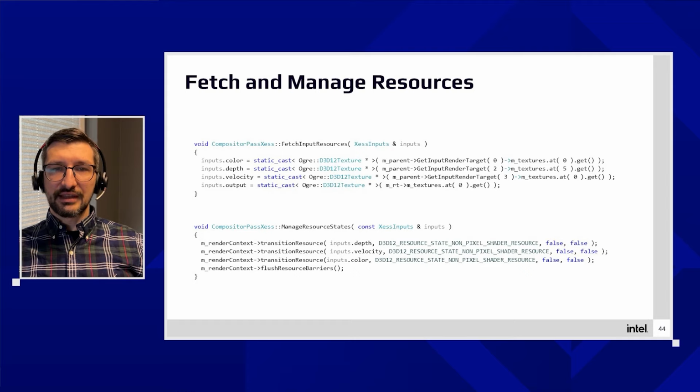The second function is the internal resource state management. XeSS requires that the color, depth, and the velocity need to be in a non-pixel shader resource state. Render context has a convenient transition resource function, which makes our integration much easier. We just mark the resources we want to manage, and everything else is done automatically, including moving resources back to the initial state. The flush resource barrier function executes the barriers. The last requirement is that the output texture should be in unordered access state. We do this in the compositor file where we declare our output texture. And this transition is done automatically thanks to the thoughtful engine's architecture.